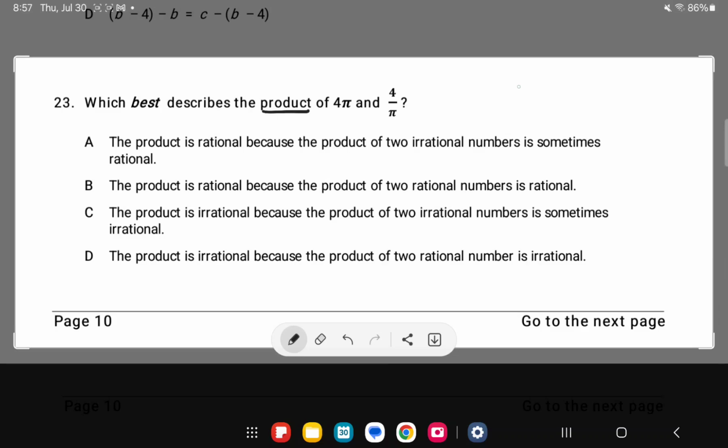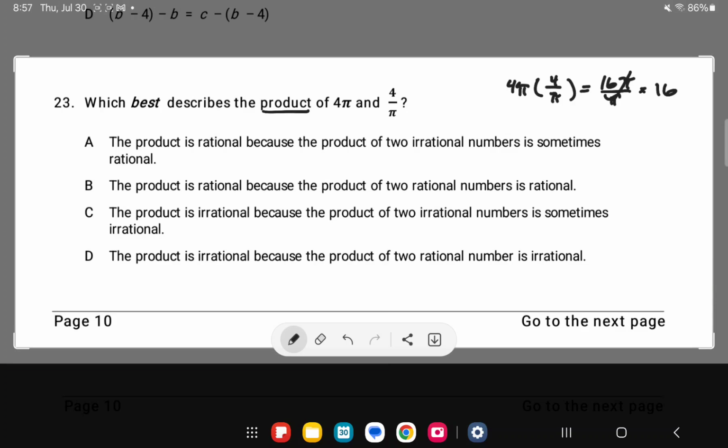Let's multiply. 4 pi times 4 divided by pi results in 16 pi divided by pi. The pi's cancel out, which leaves us with 16. And 16 is a rational number.